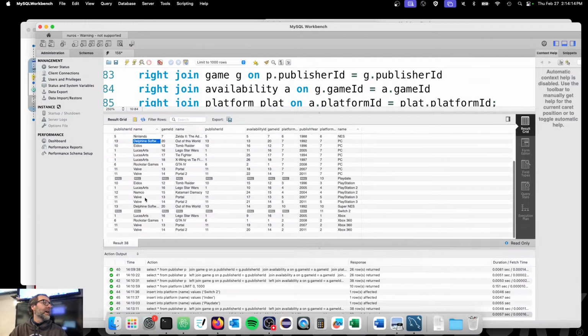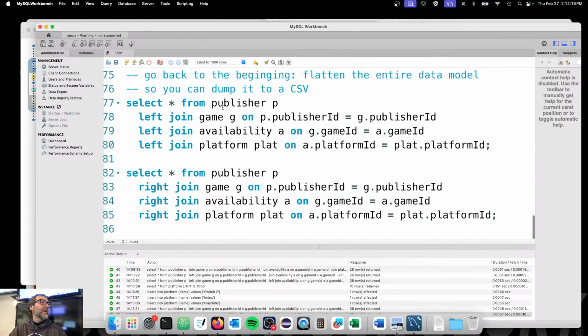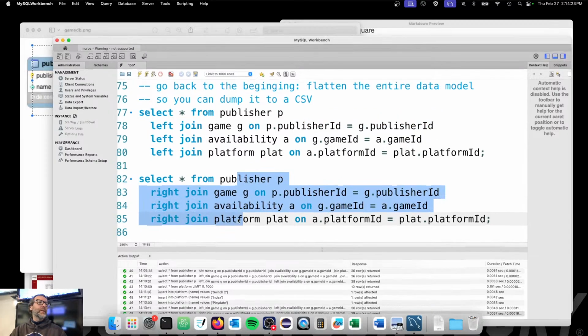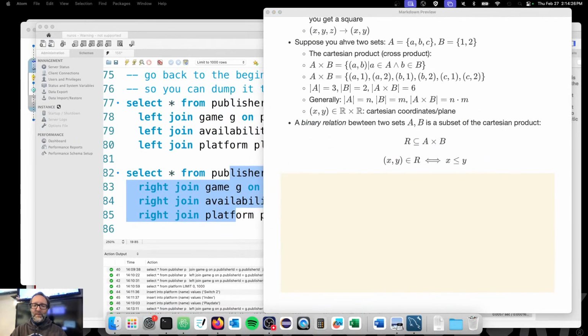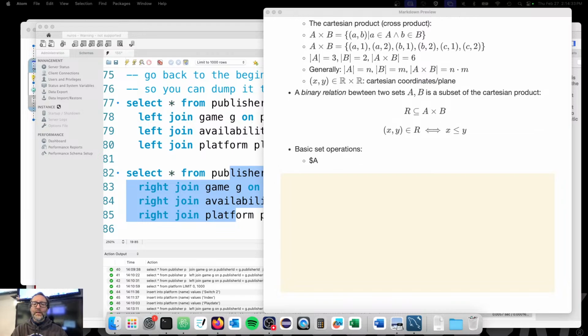Do you see Sony again? Sony's now missing again. I've got this set and I've got this set. What I want to do is combine them. More math. Right? So basic set operations. What if I have A cup B? What is that? That's the union, right? The union of 2 sets, no duplicates. But that is all elements in A and all elements in B in one set.